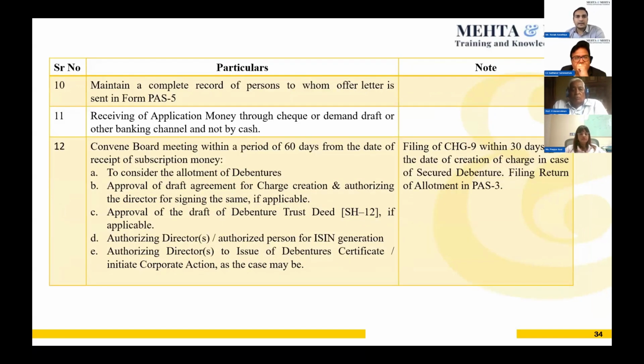And the authorized director has to maintain a complete record of the persons to whom the offer letter is being sent in the prescribed form, form 5. After circulation of the offer letter, the company is to receive the share application money and ensure that such money is only received through cheque, demand draft, or any other banking channel, but not by cash.